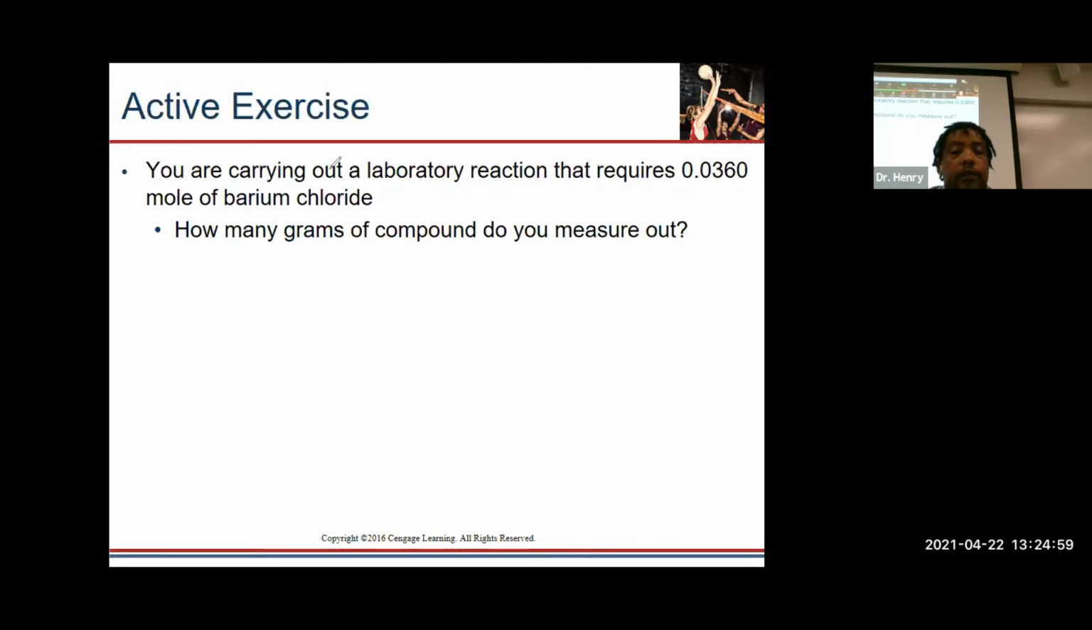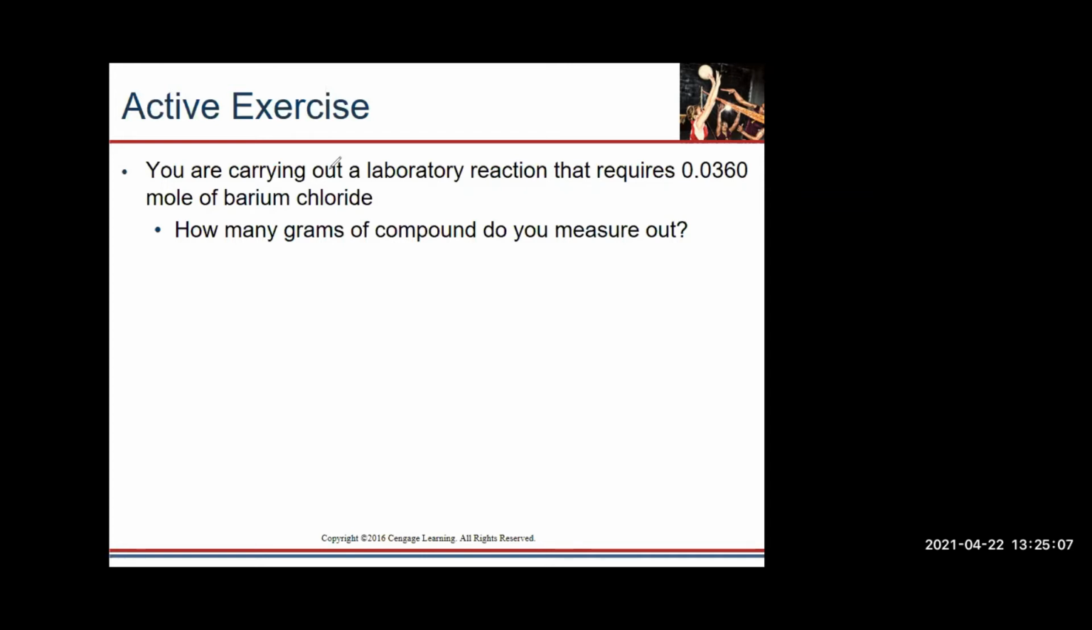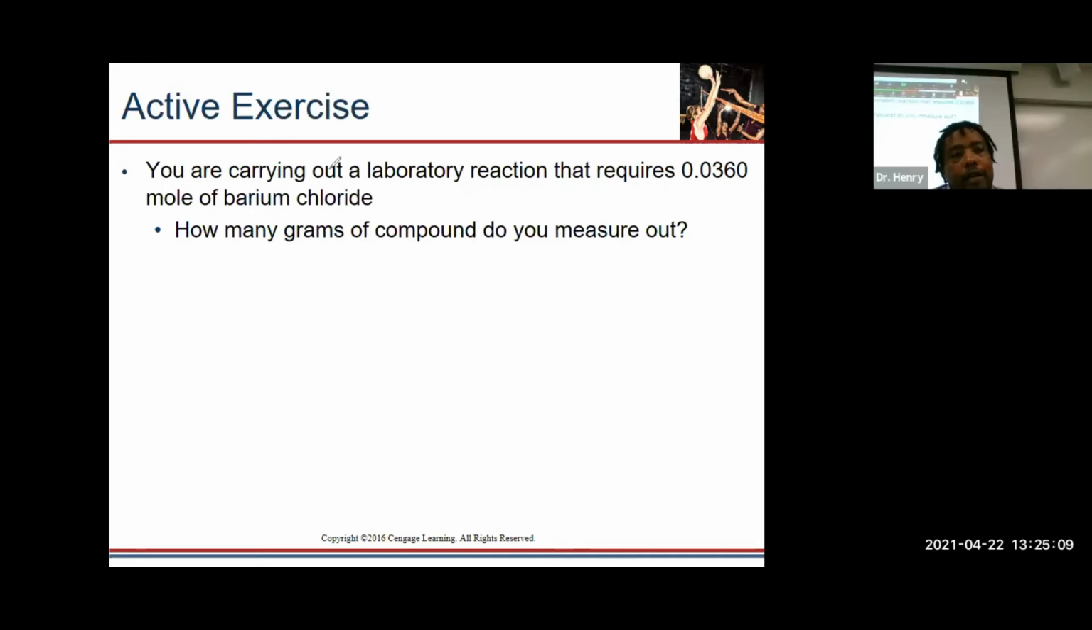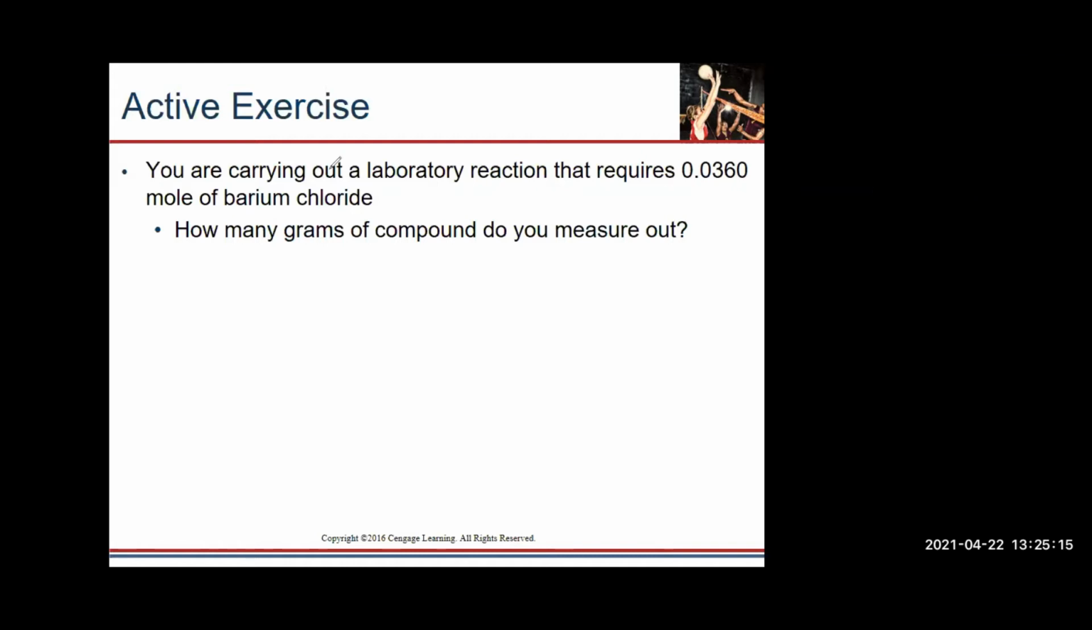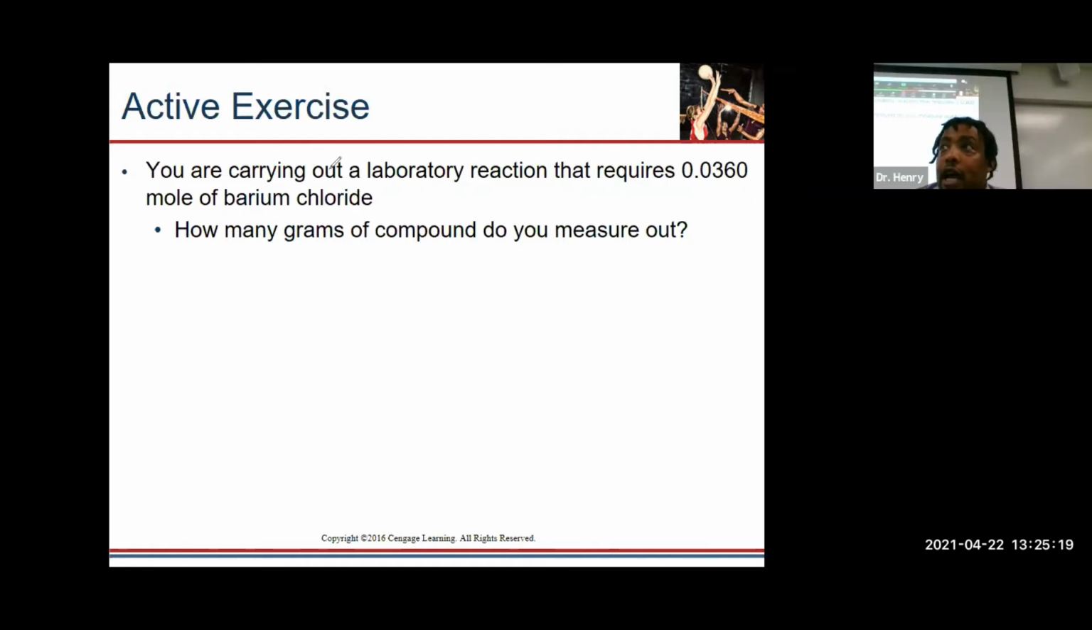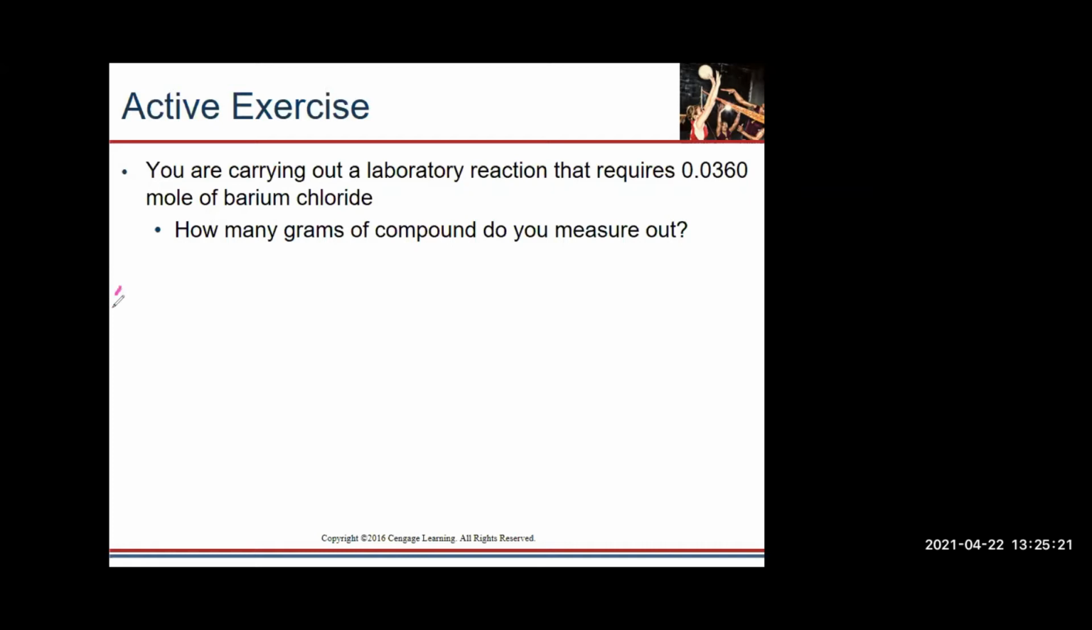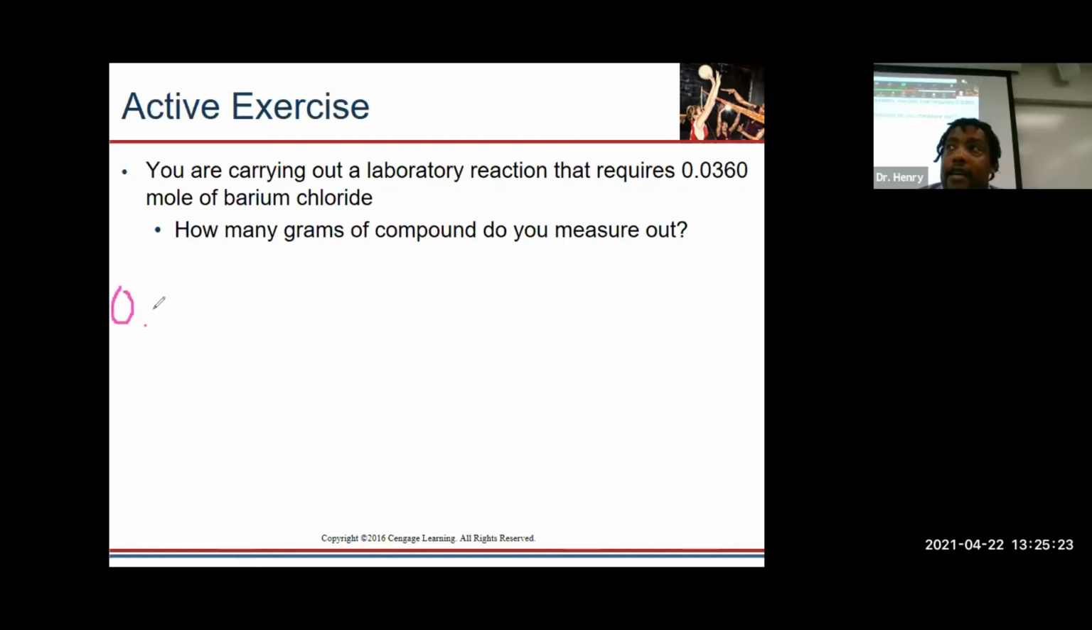So what am I going to do to figure this out? Convert moles to grams. And how would I do that? What would I use? A conversion equation. You're given 0.0360 mole of barium chloride. So I'm going to start off with my given, and that's going to give me my moles. But then how am I going to change that to grams?